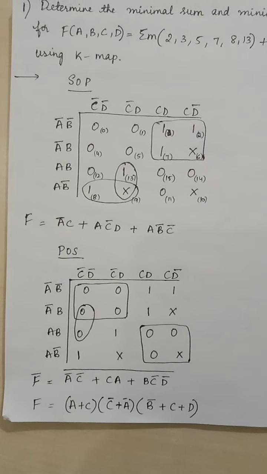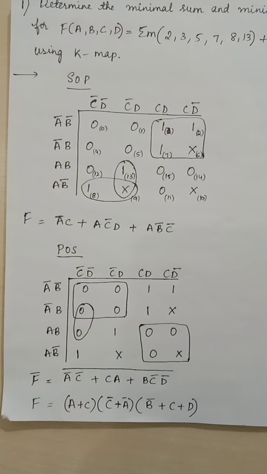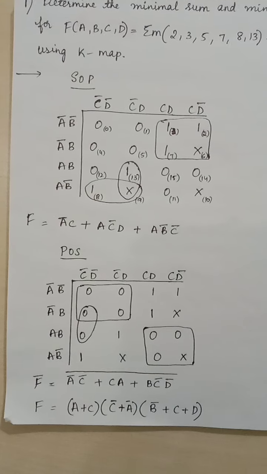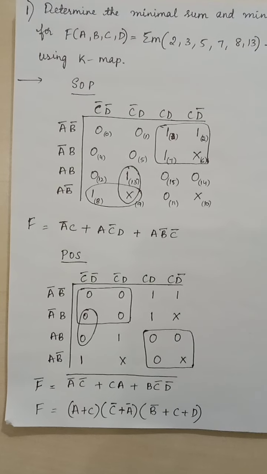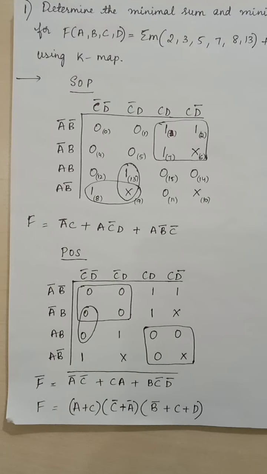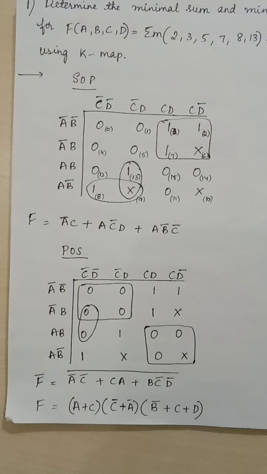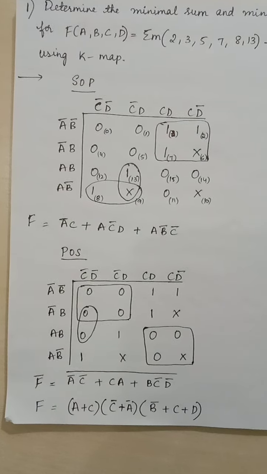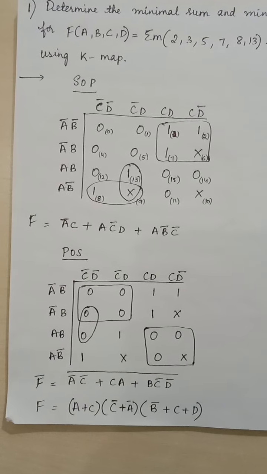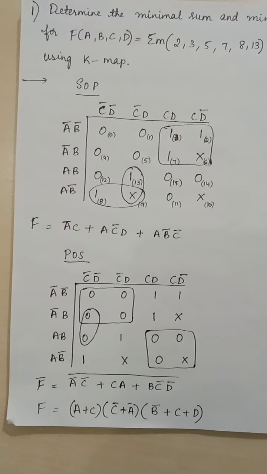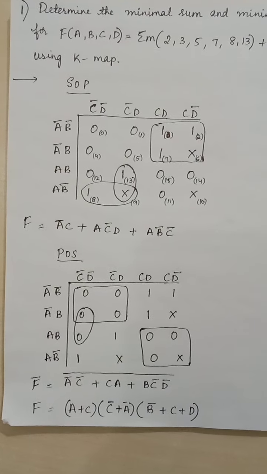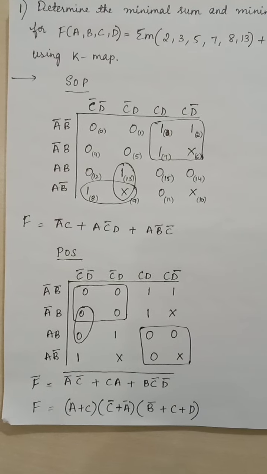In this problem, the SOP equation is A bar C bar plus AC plus B C bar D bar. After writing bar, it got changed to POS, that is A plus C into C bar plus A bar into B bar plus C plus D. Here, bars on A bar, C bar and D bar gets cancelled and it appears on A, C and B. Hence, in this way, problem on K-map can be solved.